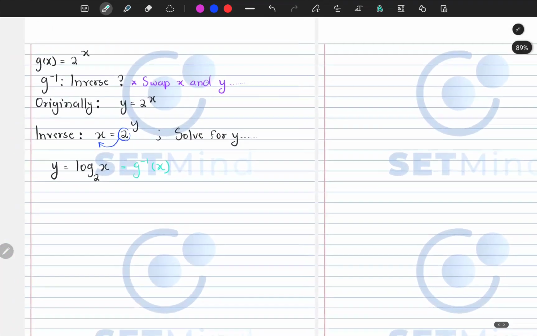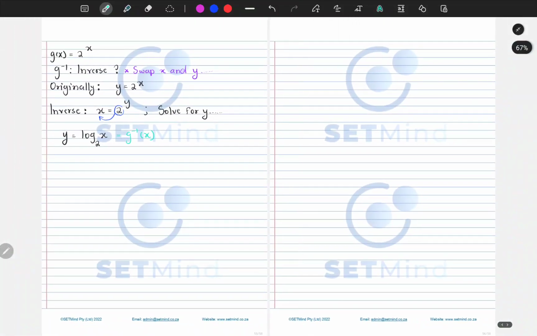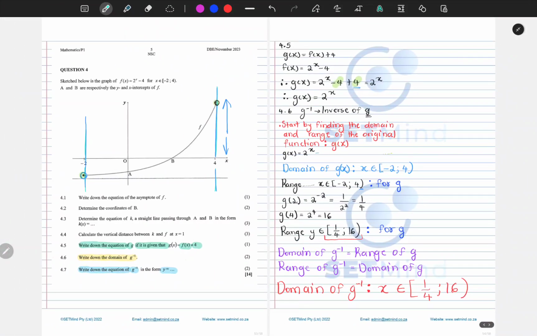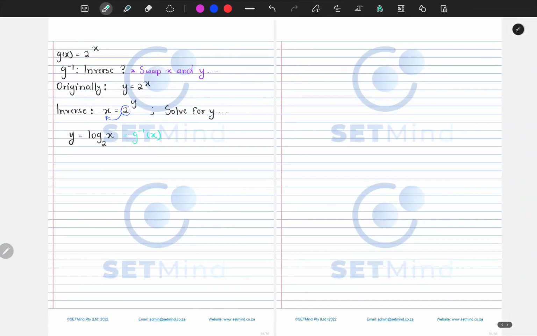I hope this does help. Just make sure that you practice and practice and practice. Most importantly, make sure that you have a look when they give you or when they restrict your function. This we nearly missed, and our answer was going to be incorrect because we missed that or we didn't take it into account. Okay, cheers.